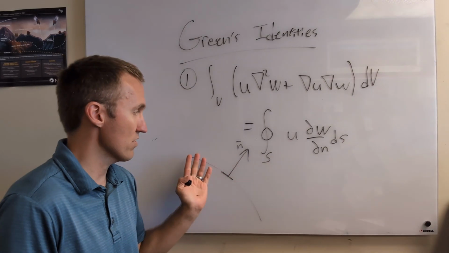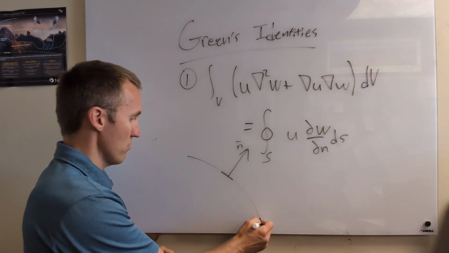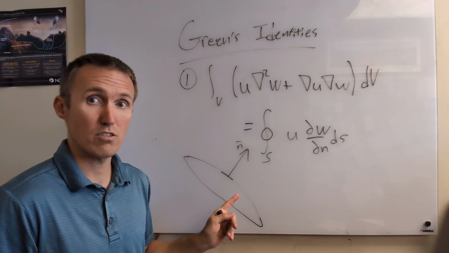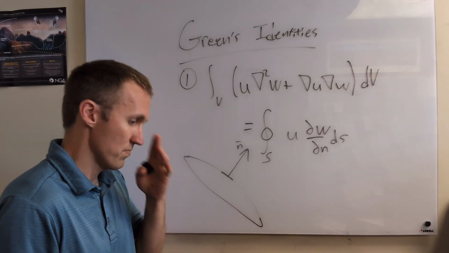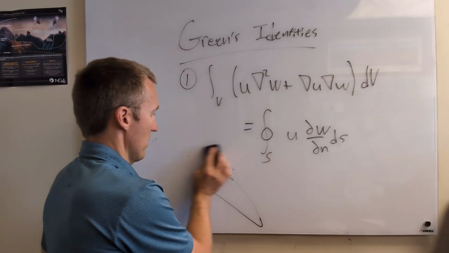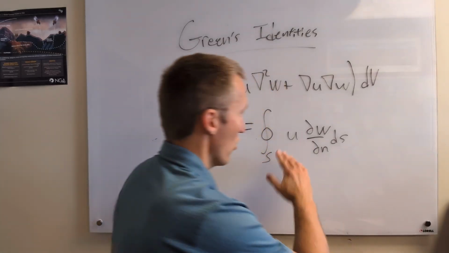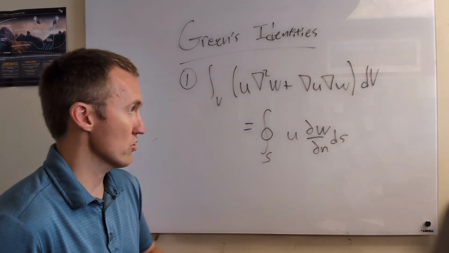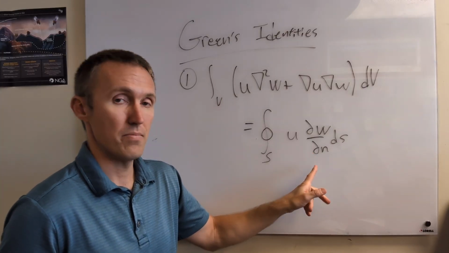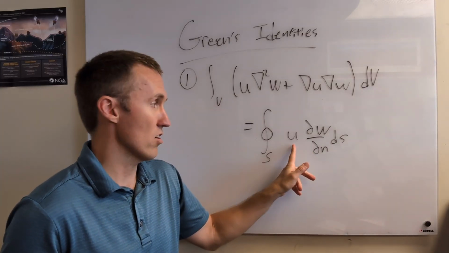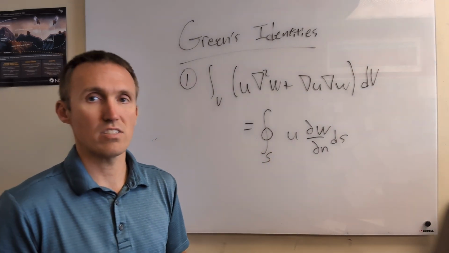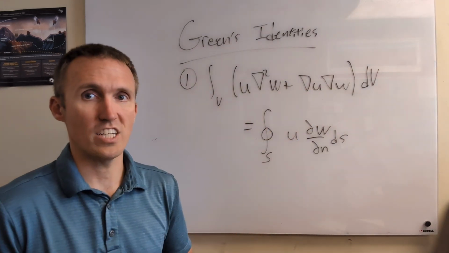So we have this surface. Again, maybe we have some volume and it has a surface. That surface has a perpendicular to that. That is our unit normal. So we're going to integrate over that surface. We're going to take the partial derivative of w with respect to that normal. And then we're going to multiply that by our other field u and integrate that over the surface. That's going to give us the same thing as this top quantity here.